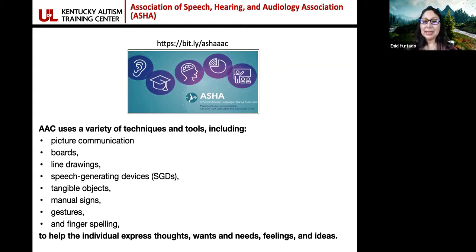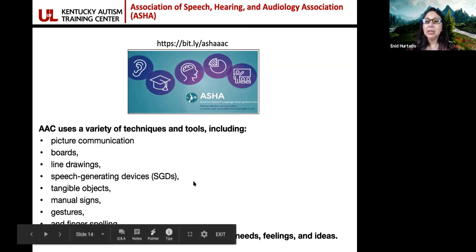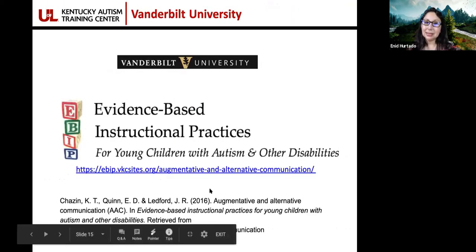So we usually get stuck right here at the wants, needs, and feelings part, but it's also talking about having them express their thoughts and ideas as well, which may lend itself more to the writing part, but doesn't have to, right? It's just giving them that vocabulary and teaching them how to use that vocabulary to be able to express ideas and thoughts as well as their basic needs, wants, and feelings.